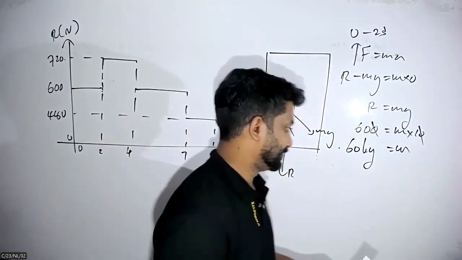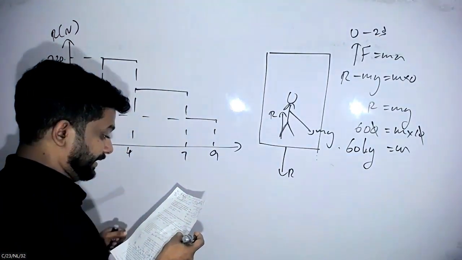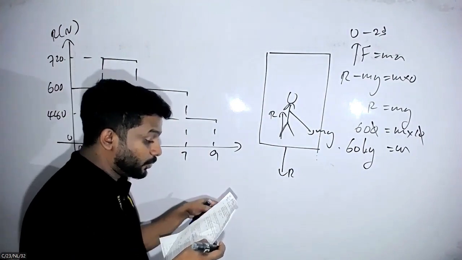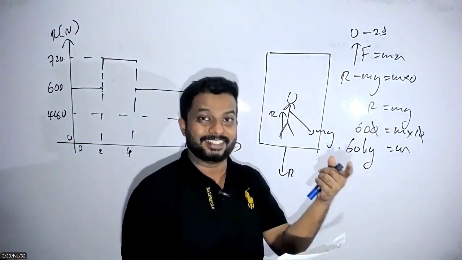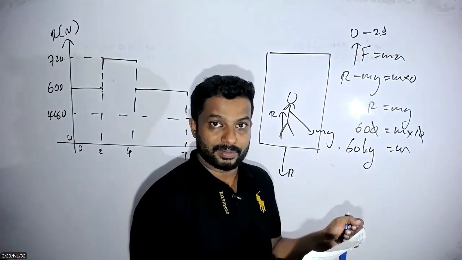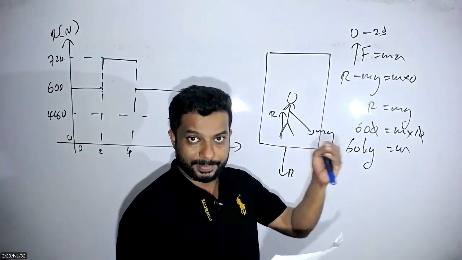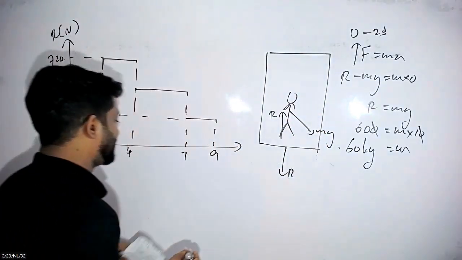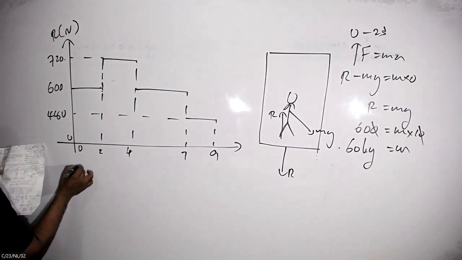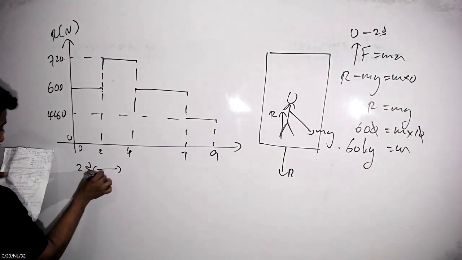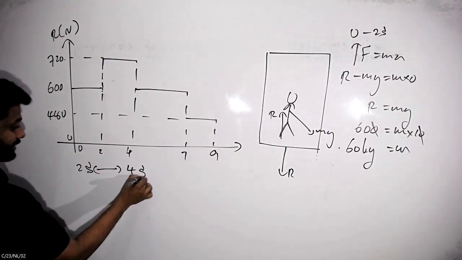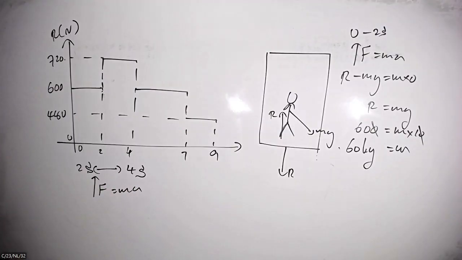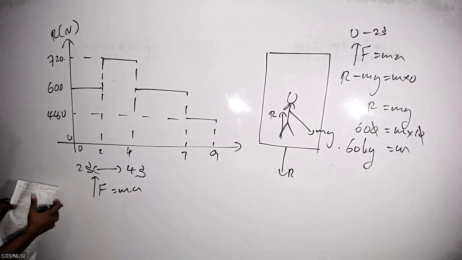Right? Let's see. In the next 2 seconds, normal reaction is 720. Normal reaction is greater than the weight. Weight is 600 Newton. No? Therefore, definitely, this system accelerates in the upward direction. Let's see the acceleration during t equals 2 seconds to 4 seconds. To find acceleration, you can apply F equals ma for the motion of the man.